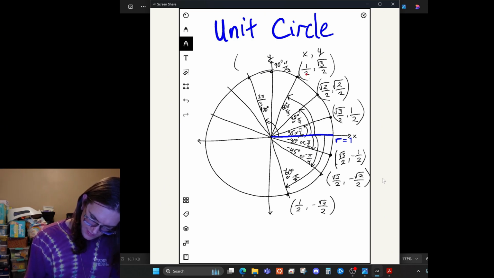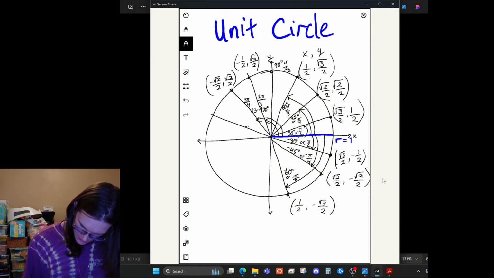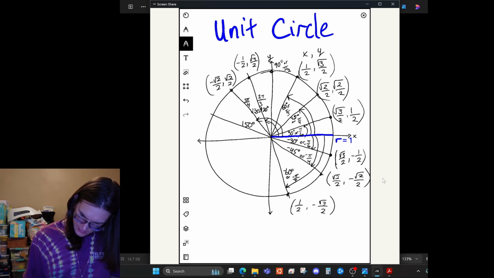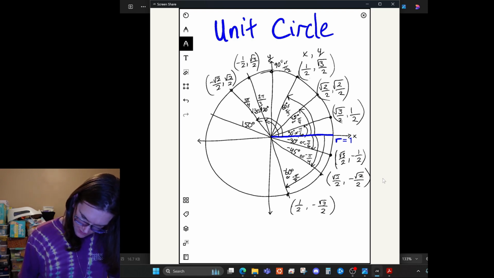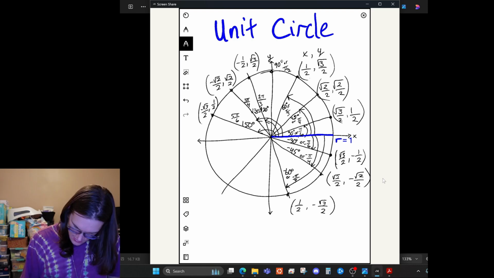The x is going to be negative. 120 plus 30, and then we add another 15, 135 degrees, and add another 15 to be 150 here, or pi over 6, 2 pi over 6, 3 pi over 6, 4 pi over 6, 5 pi over 6, and it's this rotation here, and that's going to be negative root 3 over 2, 1 half in the y.